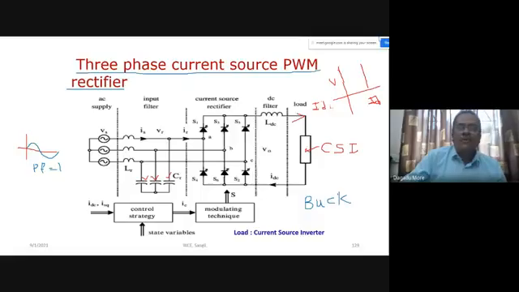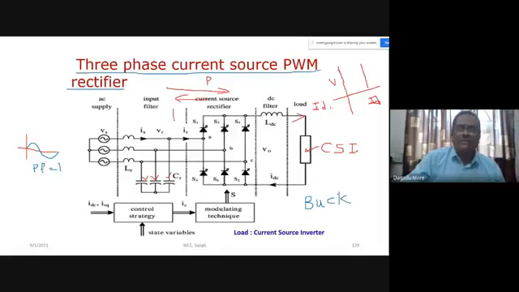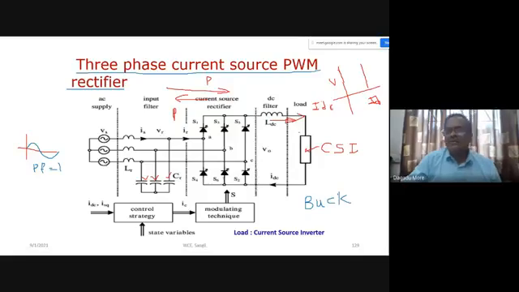Power can flow in both directions, right? Power can flow from the AC side to the DC side, or from the DC side to the AC side. But what will happen to the IDC value? Does the direction of DC current change when the power flow changes? No, because the devices are unidirectional. So the power flow will be changed.